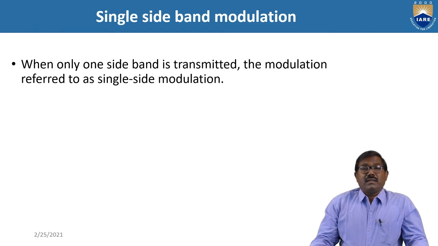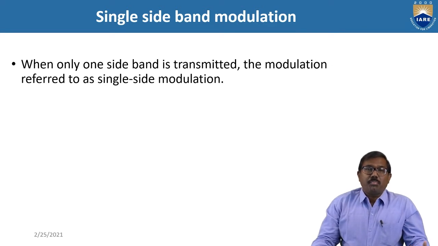Why? In standard AM and DSB-SC, there is wastage of transmission bandwidth. Why? They are sending both the sidebands, the upper sideband and the lower sideband. So this is a wastage of transmission bandwidth. For proper utilization of the transmission bandwidth, we are going to eliminate one sideband, either the upper or the lower sideband.